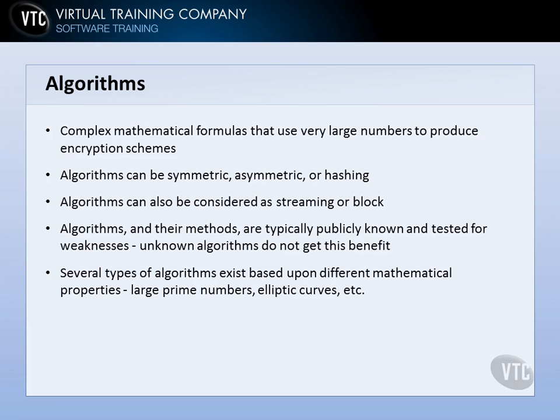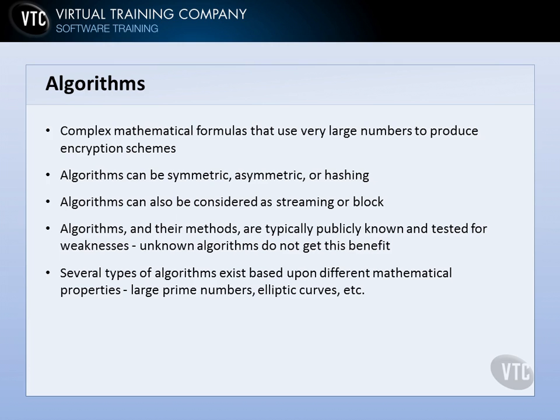Now, unknown algorithms, such as some of those that may be used by the government, for example, Skipjack comes to mind, which was an early algorithm several years ago that was tested, but it was kept secret for a long time, and it's not really generally known very well, so it may have had weaknesses that could not be tested publicly.